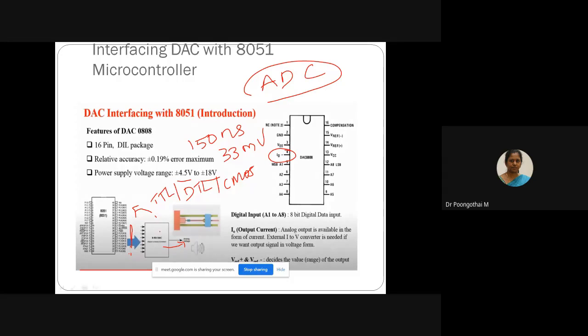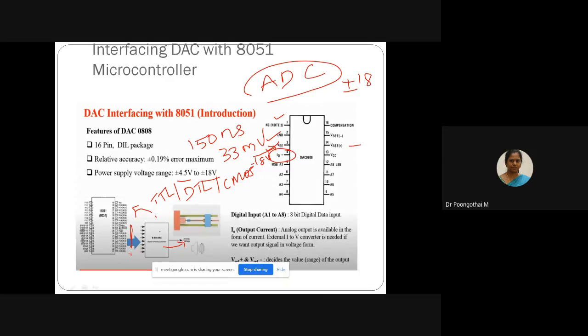Okay. So there are 16 pins you can see in this diagram. Pin 1 is not connected, pin 2 is the ground pin, and pin 3 is VEE. Suppose your voltage is plus or minus, since it is a dual inline package it requires a dual power supply. Suppose the voltage is plus or minus 18, here you have to apply minus 18.